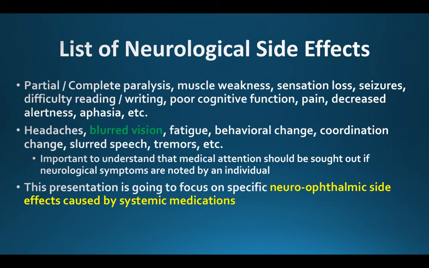Here is a compiled list of the neuro side effects: partial or complete paralysis, muscle weakness, sensation loss, seizures, difficulty reading or writing, poor cognitive function, pain, decreased alertness, aphasia, headaches, blurred vision, fatigue, behavioral or coordination change, slurred speech, and tremors are all good examples of a neuro side effect. It's important to understand that if an individual experiences these, they should seek out medical care right away, because it could be something important that's causing them.